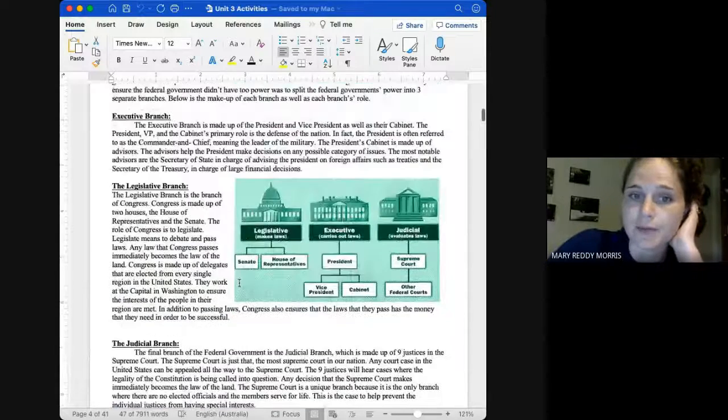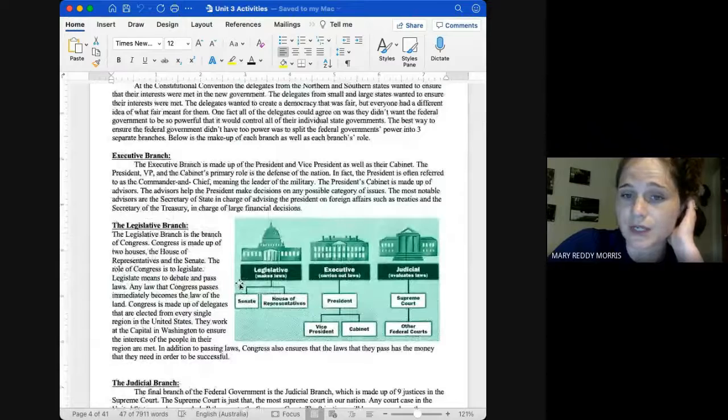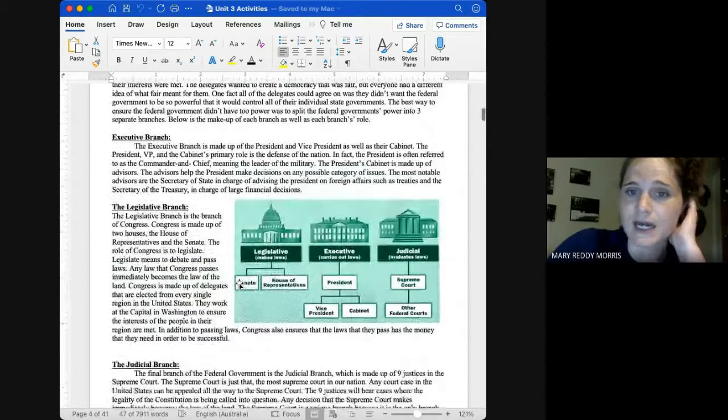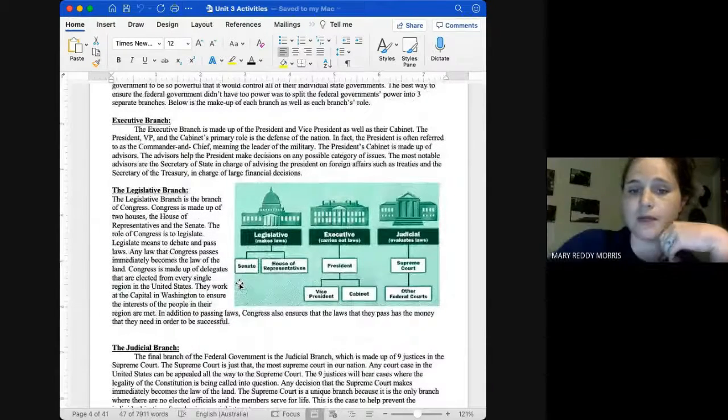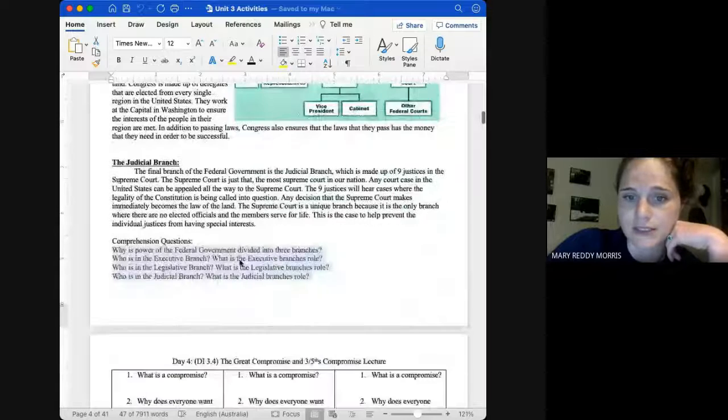I would print these out. I would give a copy to each student, and then they tape it into their notebooks again, and they leave it so it opens up. They tape it, and then they answer these questions underneath it for their notes.